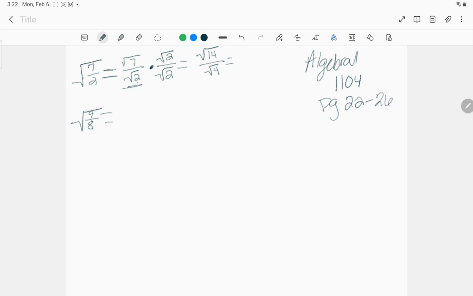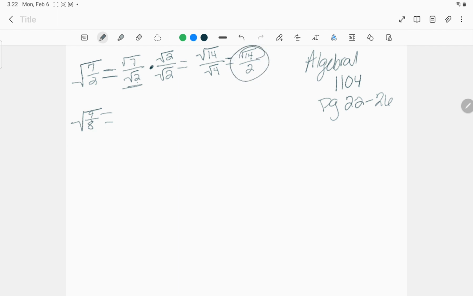So that leaves me with the square root of 14 over 2. This 14 can't be simplified any more than what it already is. The only factors of 14 are 1 and 14 and 2 and 7. There are no other factors of 14, so that's as much as it can go. So that's your final answer for this problem.